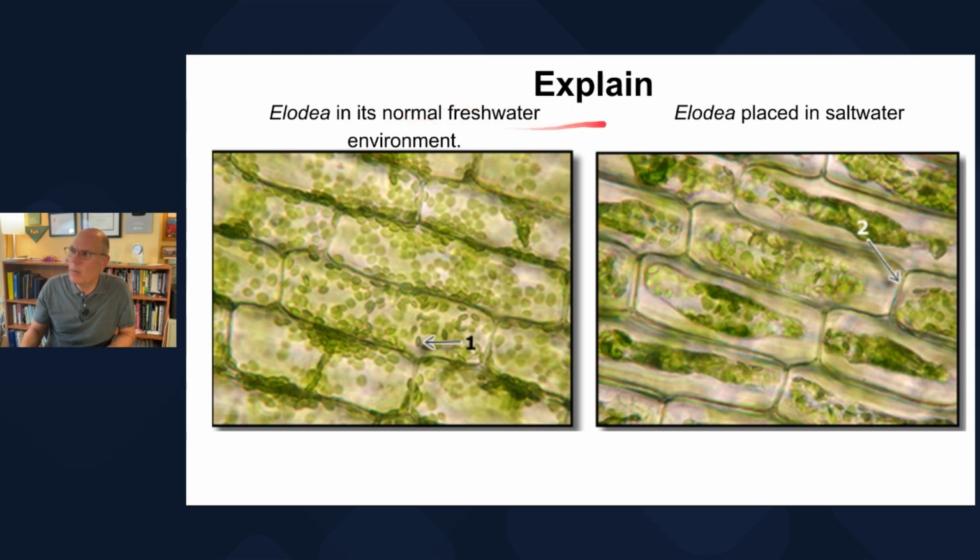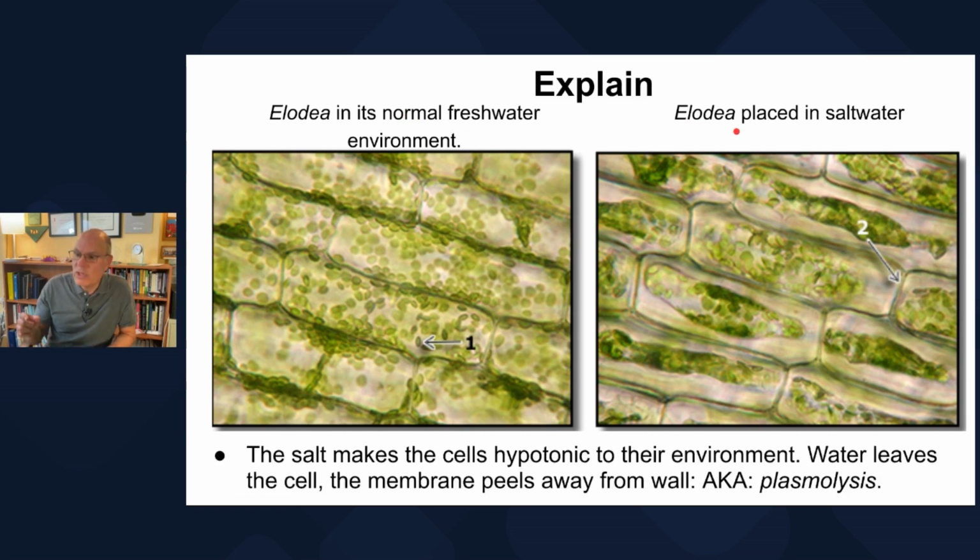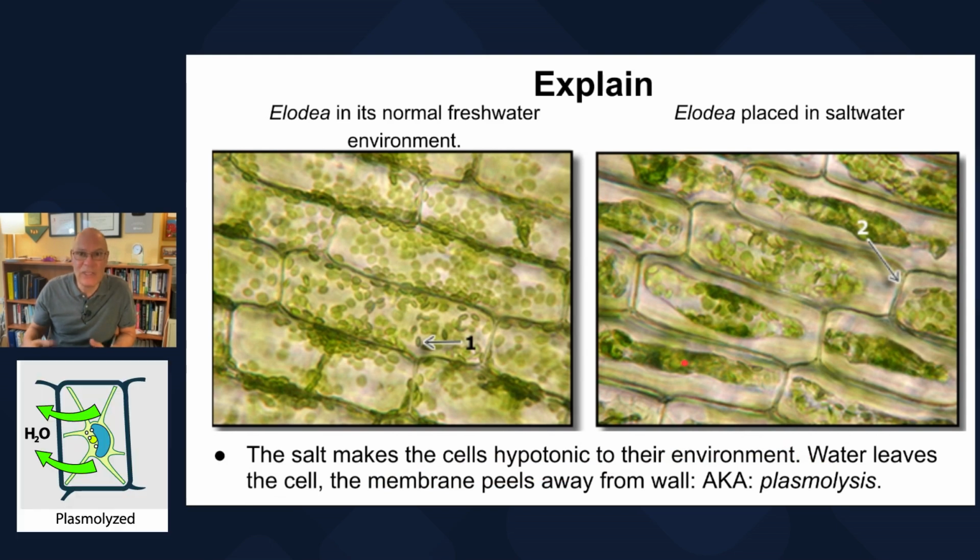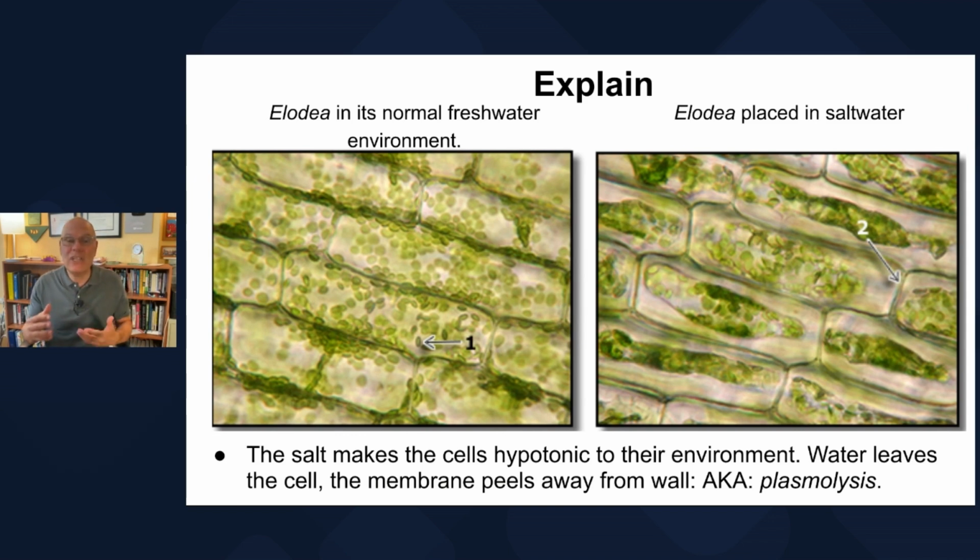Here's Elodea in its normal environment, and here's Elodea placed in salt water. And again, you can do this in the laboratory easily enough. The salt in the solution on the right side makes the cells hypotonic to their environment, and water will leave the cell. The membrane will peel away from the wall. That's what you see over here. And again, that's plasmolysis. That's this process of the membrane shrinking away from the cell wall. And it's actually an easy way to visualize the cell membrane of plant cells, which otherwise is going to be pressed against the cell wall and difficult to see.